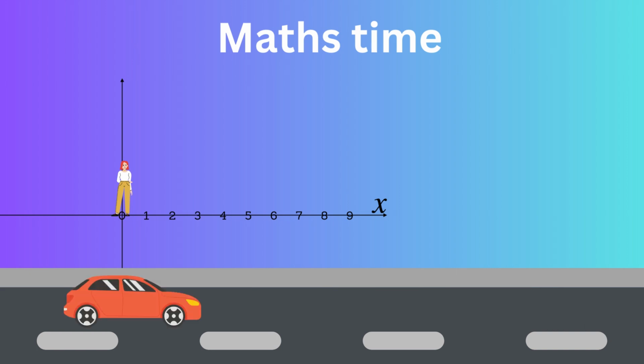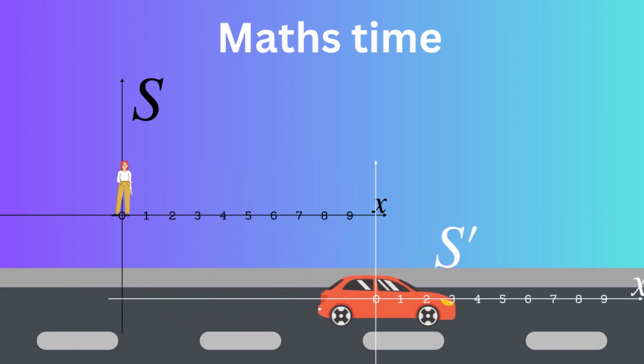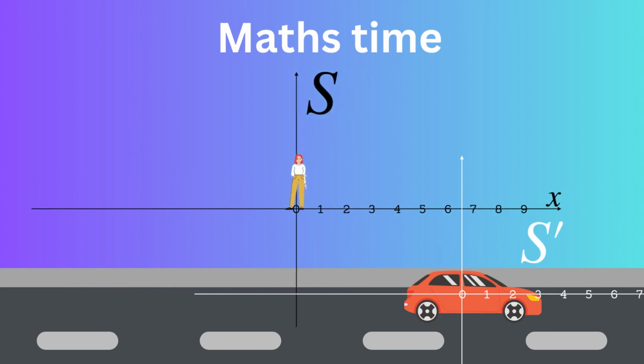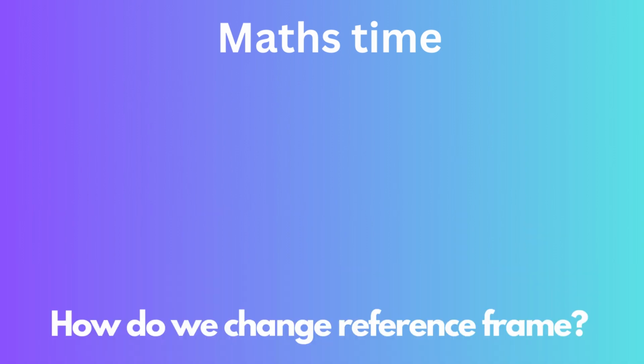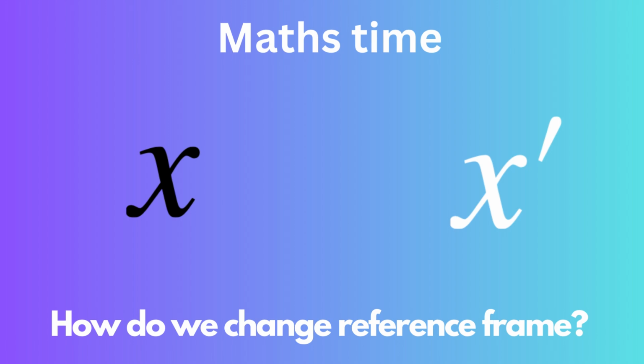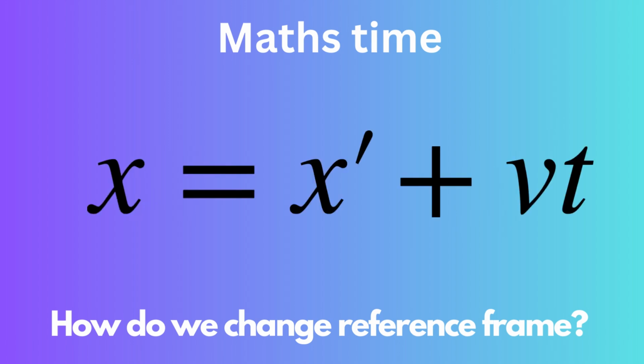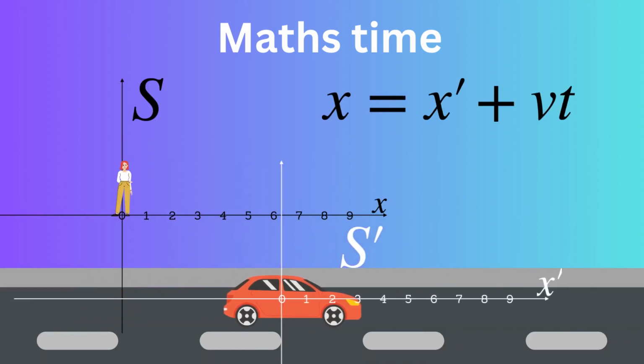Alice uses a coordinate system, S, in which she is still and exists at the point x is equal to 0. Bob uses a coordinate system, S prime, in which he is still and exists at the point x prime is equal to 0. How do we go from using x coordinates to x prime coordinates? The answer is with x is equal to x prime plus v, the velocity, multiplied by time, t. This can be a bit tricky to understand, so let's unpack this.